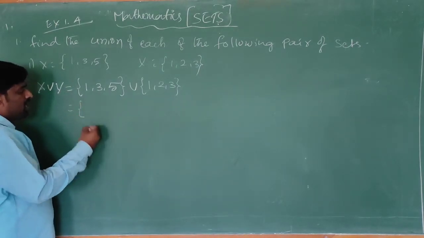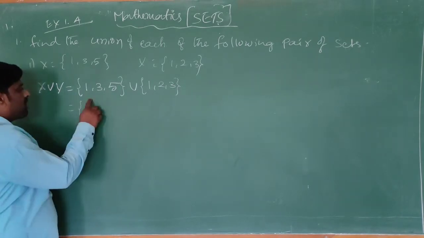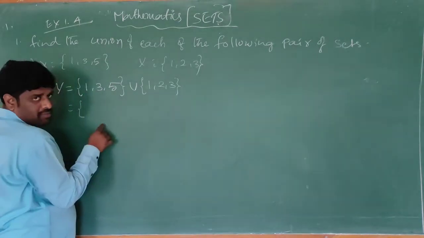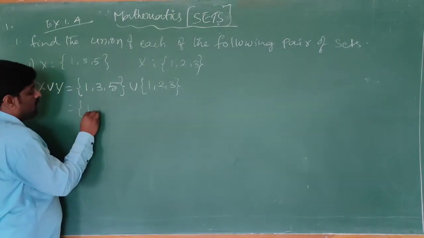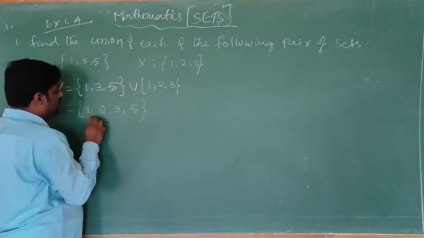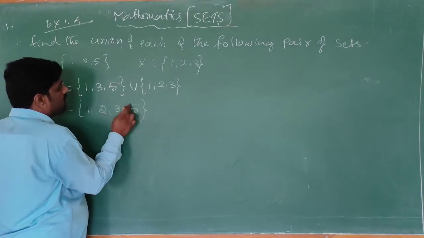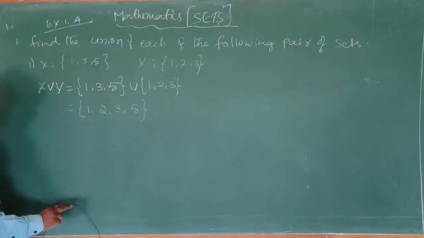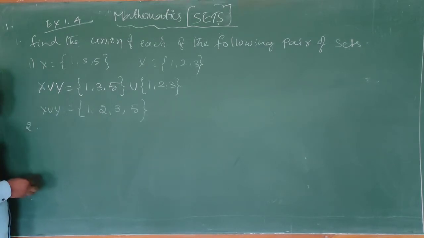Now union of two sets means the set of all those elements which belong to either X or Y. The elements you write here must be in either X or Y. That means we should write together here: 1, 2, 3, 5. See, 1 belongs to X, 2 belongs to Y, 3 belongs to X, 5 belongs to Y. Okay, this is X union Y.